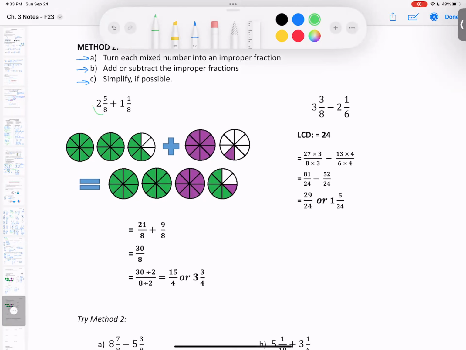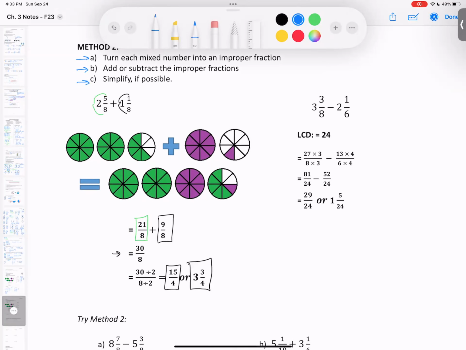So we've got 8 times 2 gives us 16, plus 5 gives us this 21 over 8. Same thing over here, 8 times 1 gives us 8, plus 1 gives us 9, so we end up with 9 over 8. Now we can add those together to get 30 over 8, and then we're going to simplify. So once we simplify, we get 15 over 4, or we could convert to a mixed number and get 3 3/4.